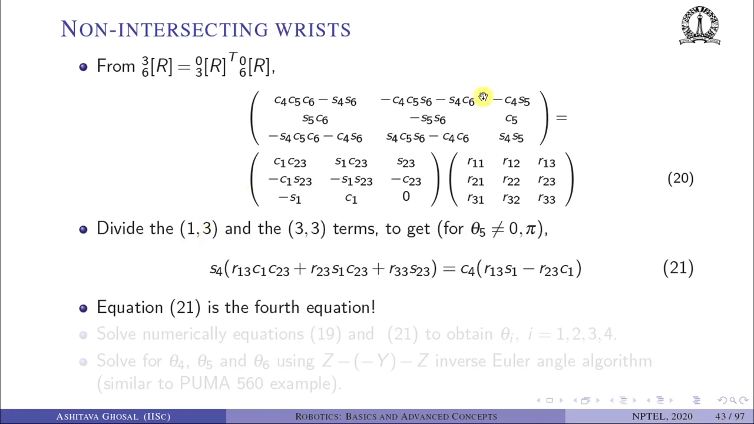So if you divide the 1,3 term, which is minus C4 S5, and the 3,3 term, which is S4 S5, so theta 5 not equal to 0 because we cannot divide 0 by 0, we can get one equation, which is S4 into whatever is there on the right side, which is R13, C1, C23, R13, and so on, will be equal to C4 into something else, where the Rij's in this equation are known, but theta 1, theta 2, theta 3 are unknowns. So this is an equation which involves theta 1, theta 2, theta 3, and the given Rij's. Okay, and hence, this is the fourth equation.